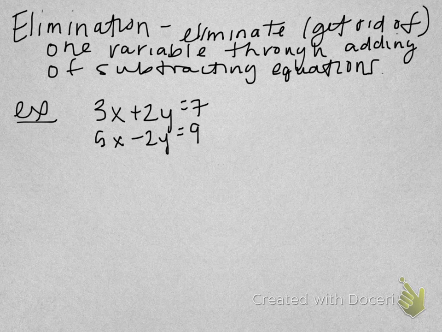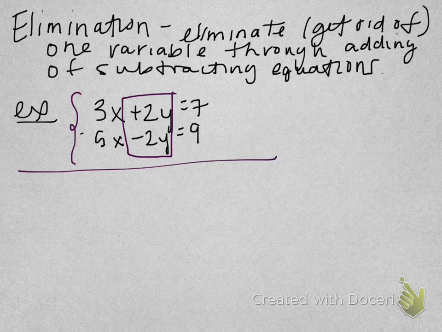So if we look at our system of equations, the first equation is 3x plus 2y is equal to 7, and the second equation is 5x minus 2y is equal to 9. We need to ask ourselves, what is going to be easier to eliminate? Are we going to be able to add or subtract the equations and eliminate the x's, or add or subtract the equations and eliminate the y's? In this case, it's going to be easy to eliminate the y's, and we're going to do that through addition.